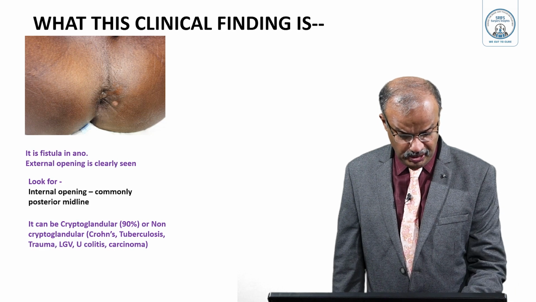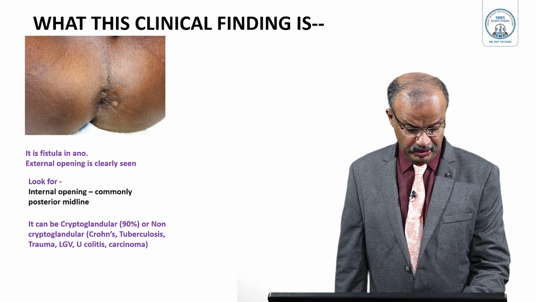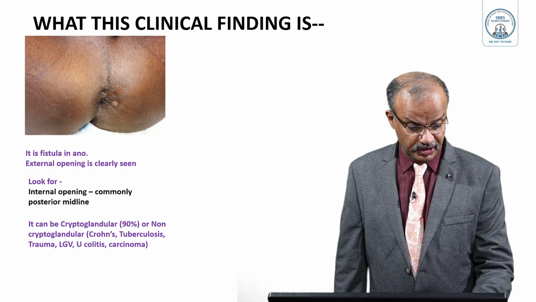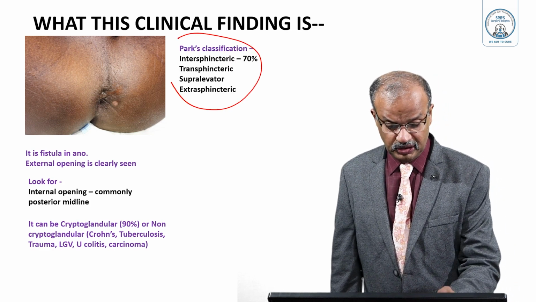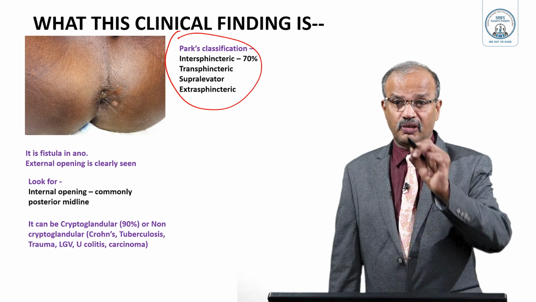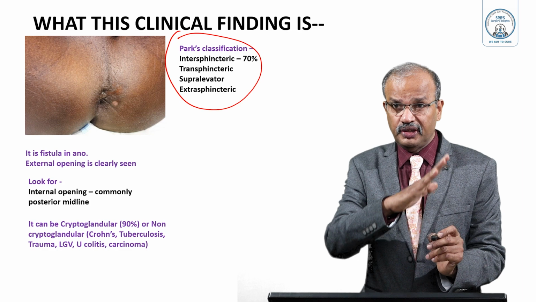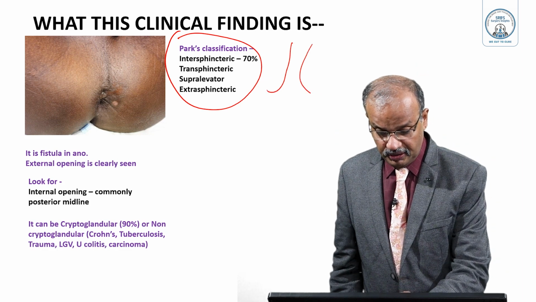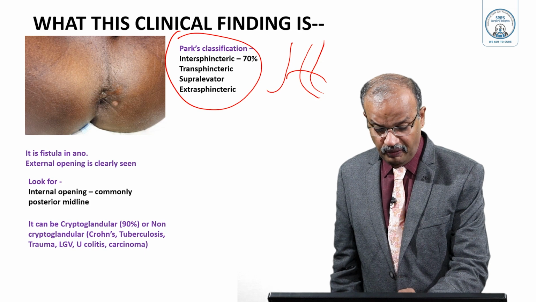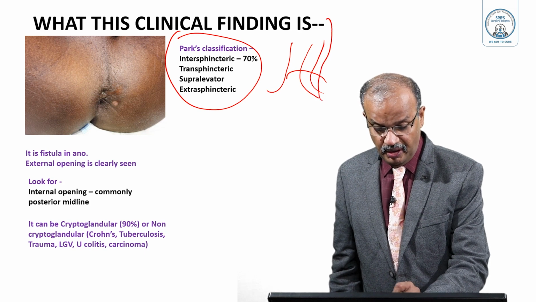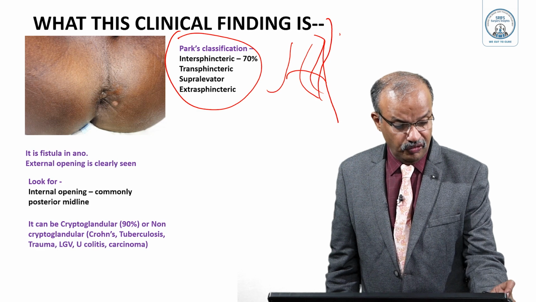So other causes are non-cryptoglandular. There are Crohn's disease, tuberculosis, trauma, malignancy, ulcerative colitis, LGV, and so on. So this is the classification which you have to remember. Parks classification. Intersphincteric is the common. In between the two sphincters, it goes like this. Transsphincteric is like this. This is the intersphincteric. Transsphincteric is like this, and supralevator goes high up, and extrasphincteric is like this. It comes like this. So these are the four types.